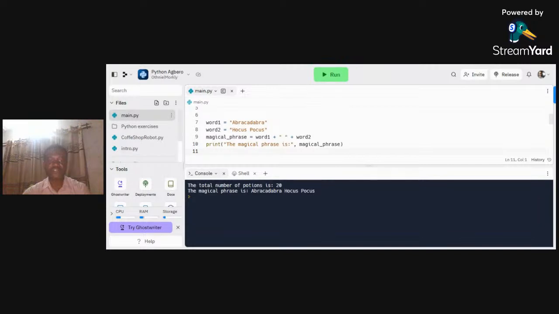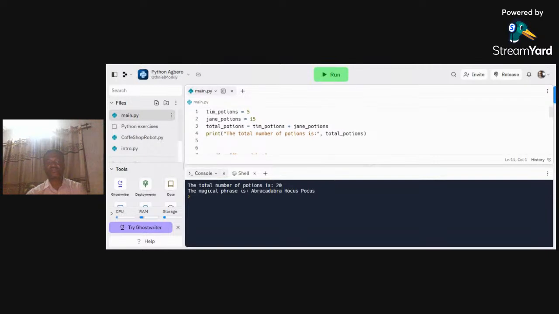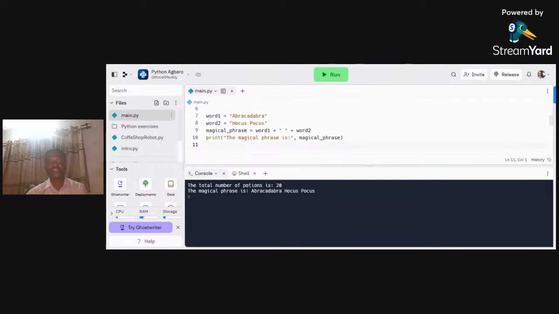Right, so it gave us the total number of portions is 20, which is it running this code. Then he went through this one and then printed this. The magical phrase is abracadabra. He put the space there and did hocus pocus. So he added this, put a space, added this.